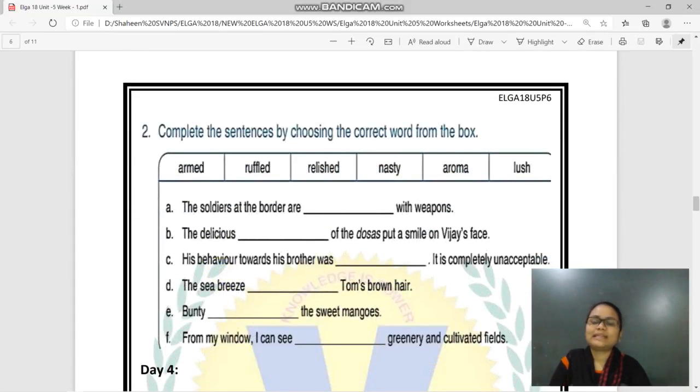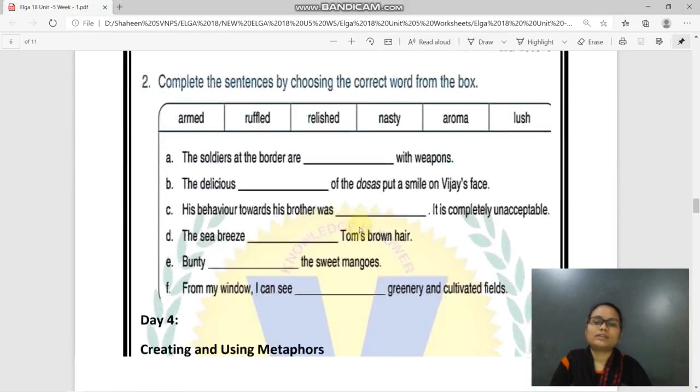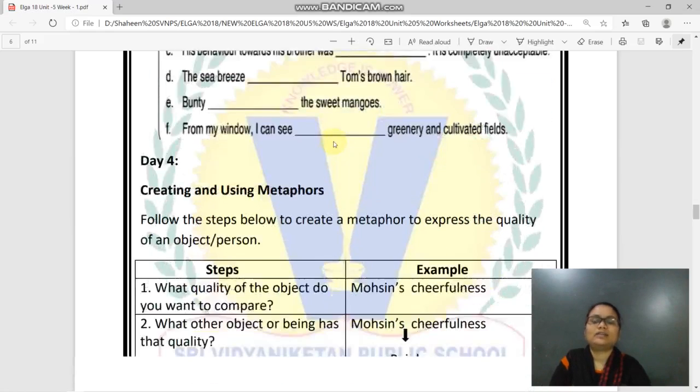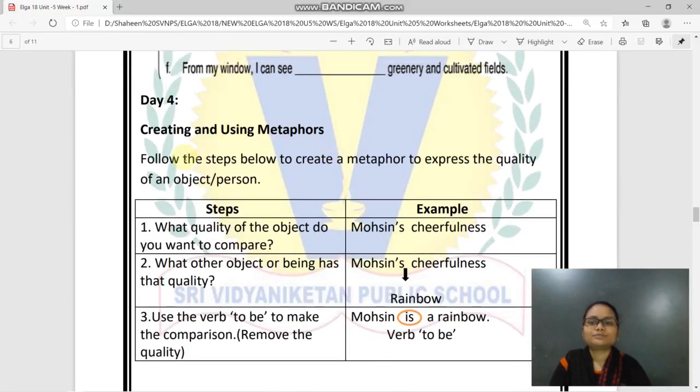Next, complete the sentence by choosing the correct word from the box. So you can see here a few words are given for you all in the box, children, and a few sentences are given for you all here. Read all the sentences and think over the correct word for each sentence which is given in the box and complete it, children. Now let's move to day 4.